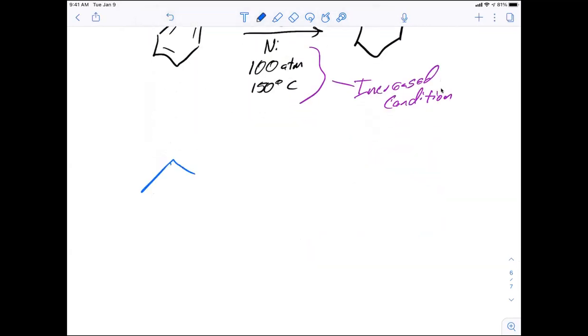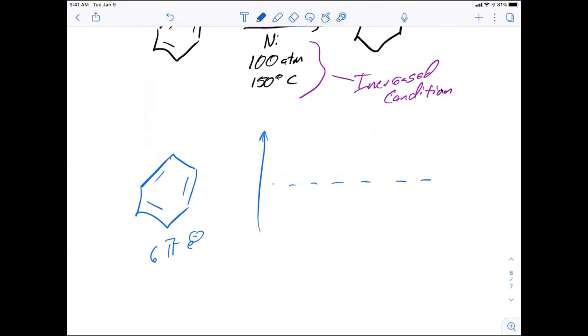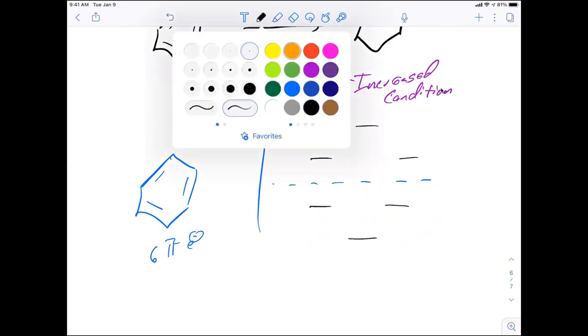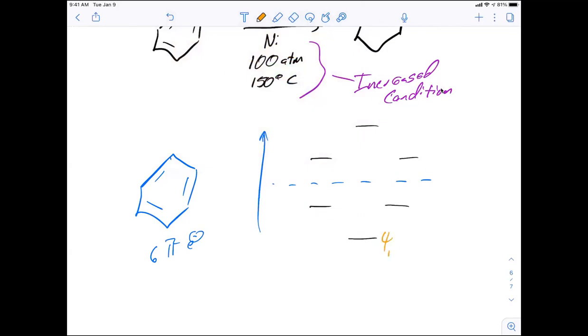Now, when we look at the aromatic, remember we have 6 pi electrons. So if we look at our energy chart here, it turns out what happens in aromatic systems is you have a divergent energy level. Divergent just means 2 at the same level. And so when we look at our pi, here's psi 1, psi 2, psi 3, this would be psi 4, psi 5.